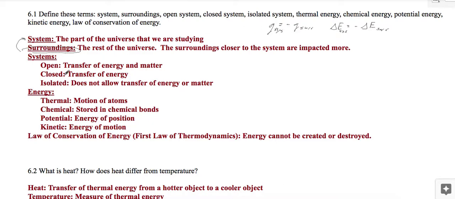In order to be able to study things, we have our system. We have 3 different kinds of system: open, closed, and isolated. Open allows for the transfer of energy and matter. This would be like an open beaker. Closed would be a transfer of only energy. So if you think about putting a soda can into your refrigerator, that can is sealed, but it can still transfer its heat from the soda to the refrigerator so it cools down.